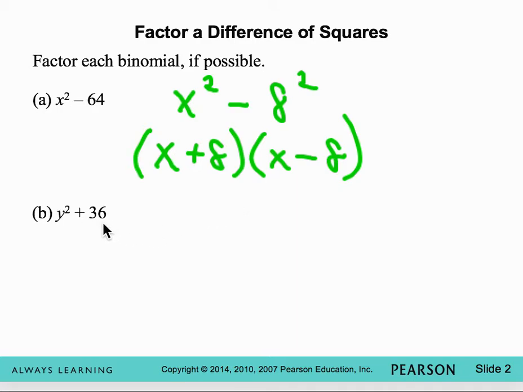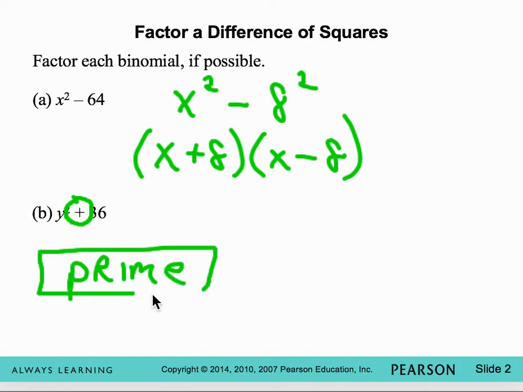Okay, let's look at this one. This has to be something squared, and this has to be something squared, which it is, that's 6 squared, but there's a plus. The sum of squares does not factor. There's a 95 to 99% chance there's going to be a sum of squares on your final exam. Do not factor the sum of squares. It's got to be a minus sign.